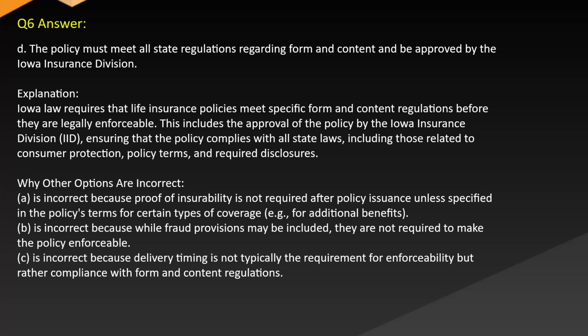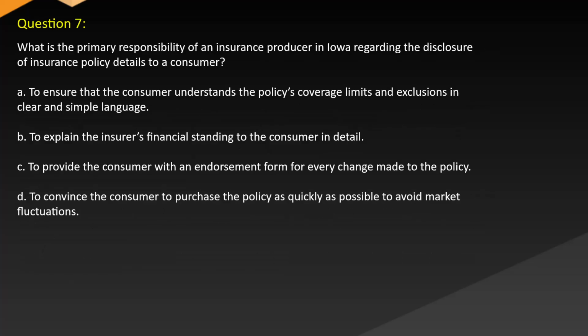A is incorrect because proof of insurability is not required after policy issuance unless specified in the policy's terms for certain types of coverage, e.g., for additional benefits. B is incorrect because while fraud provisions may be included, they are not required to make the policy enforceable. C is incorrect because delivery timing is not typically the requirement for enforceability, but rather compliance with form and content regulations.